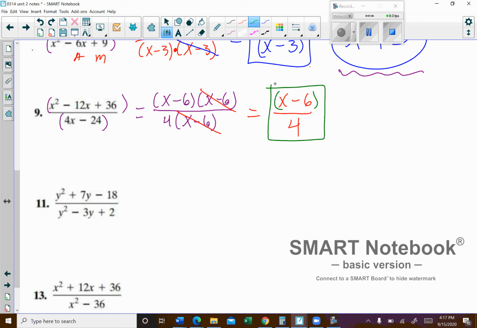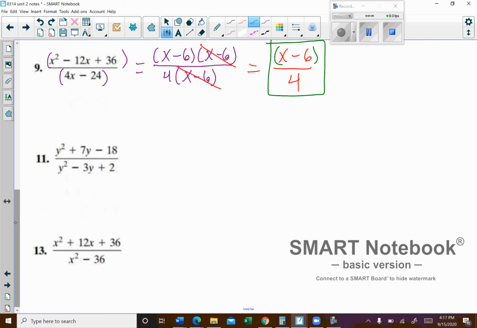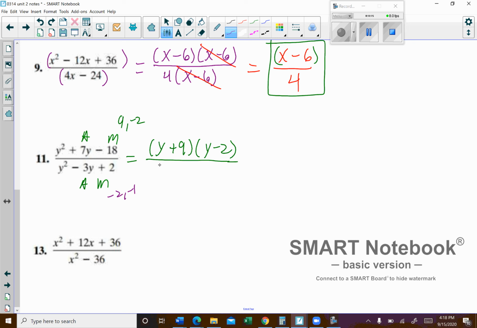All right, let's try another one. On number 11, I've got to do the A&M method on top and bottom. On top, multiply to give me negative 18, add up to positive 7. I believe that's going to be 9 and negative 2. So y plus 9 and y minus 2. And then on bottom, I believe that's going to be negative 2 and negative 1, right? So y minus 2 and y minus 1.